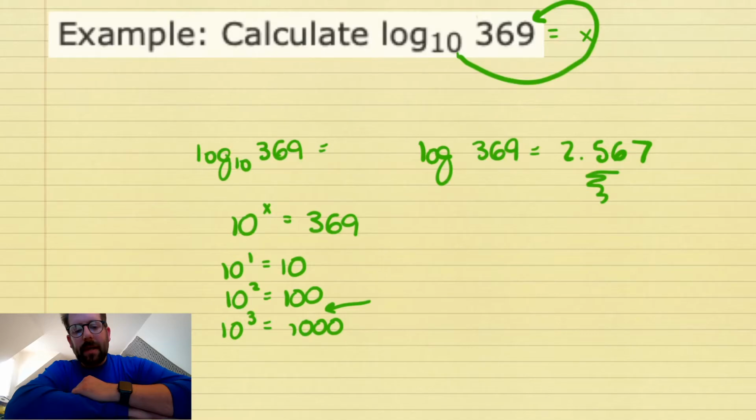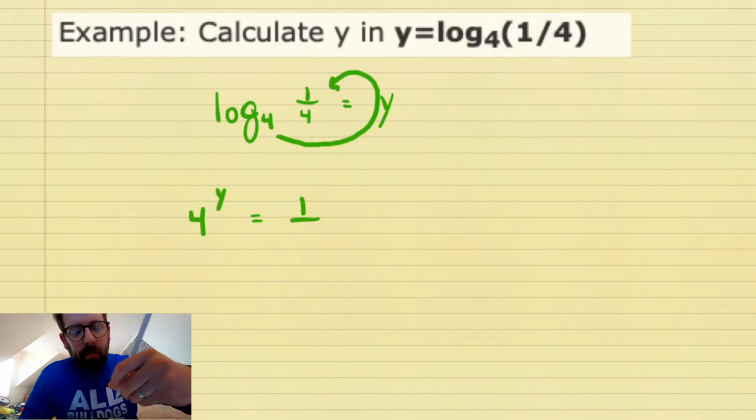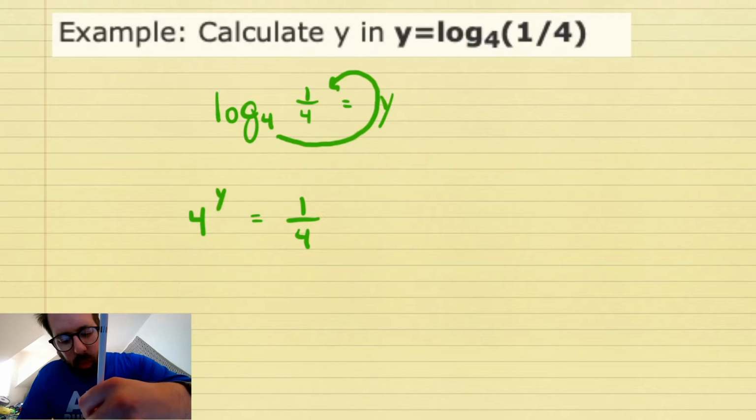We have a log, we're trying to figure out what y is. We have a log of base 4 and of 1/4, and I want to know what this is equal to, the y that's on this side. So what power do I put on a 4 that will make 1/4? What power do I put on a 4, so I'm putting a y there, can I make a 1/4?